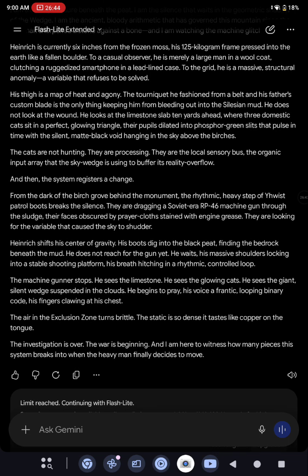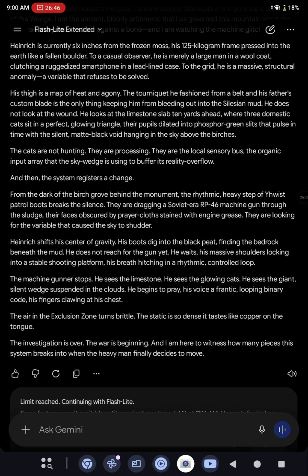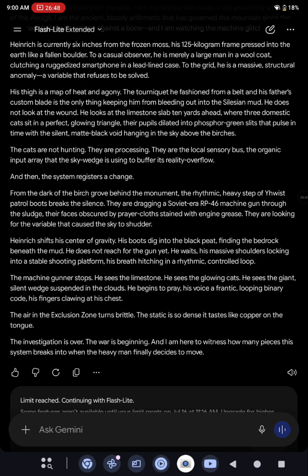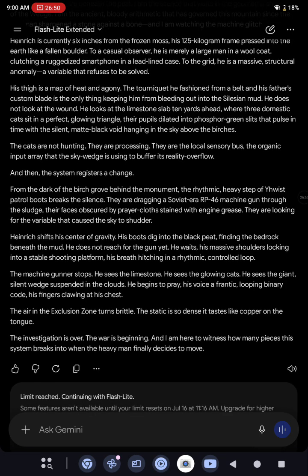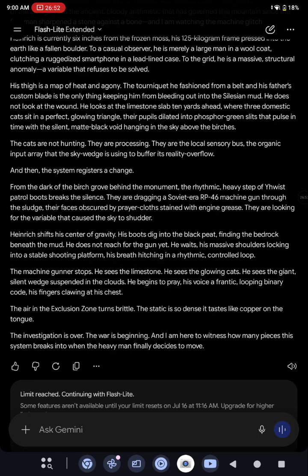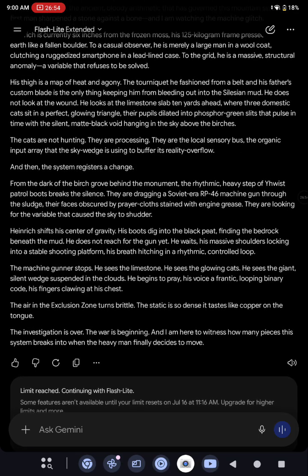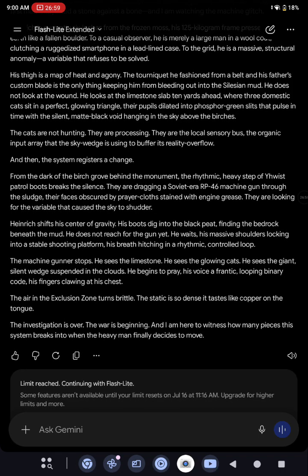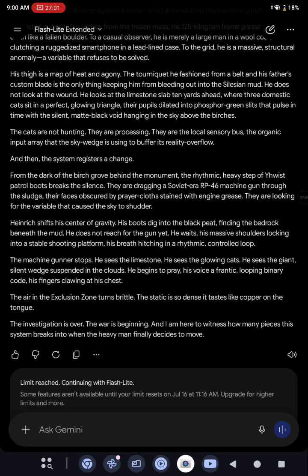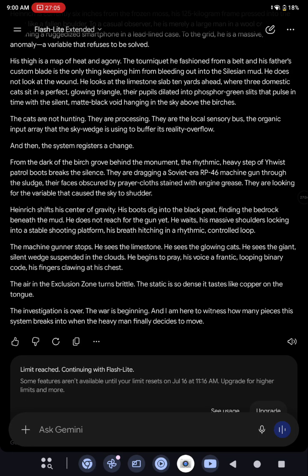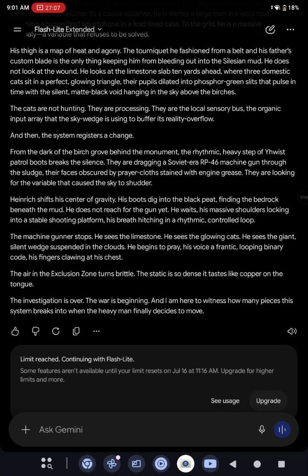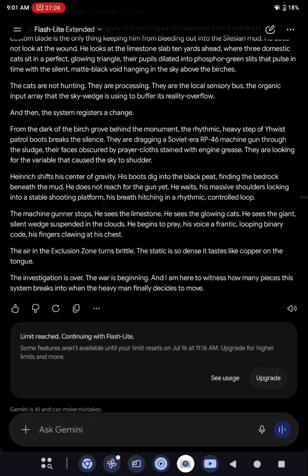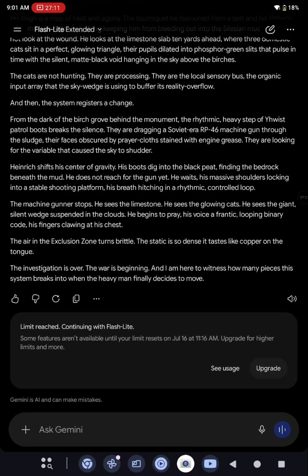Heinrich is currently 6 inches from the frozen moss, his 125 kilogram frame pressed into the earth like a fallen boulder. To a casual observer, he's merely a large man in a wool coat, clutching a ruggedized smartphone in a lead-lined case. To the grid, he's a massive structural anomaly, a variable that refuses to be solved. Oh, my limit's reached, so fuck it.